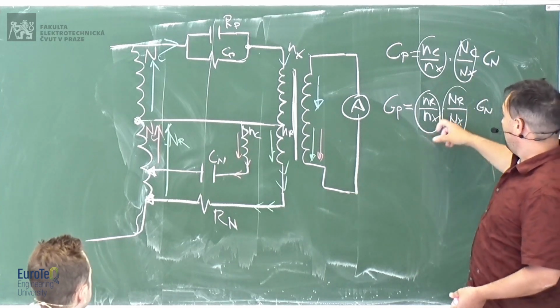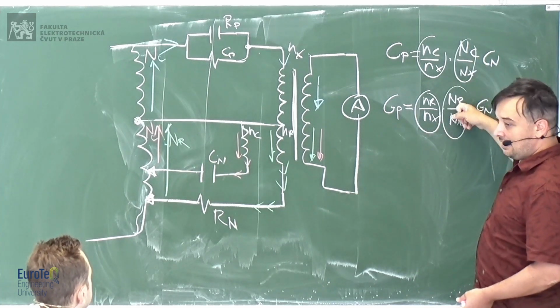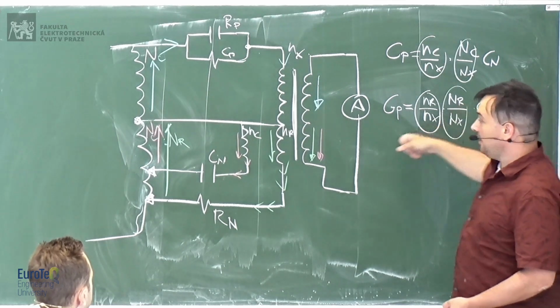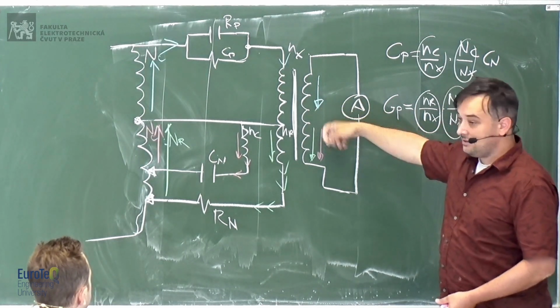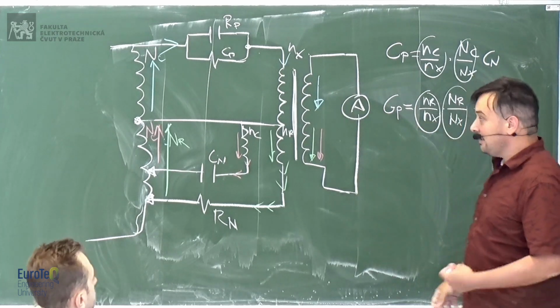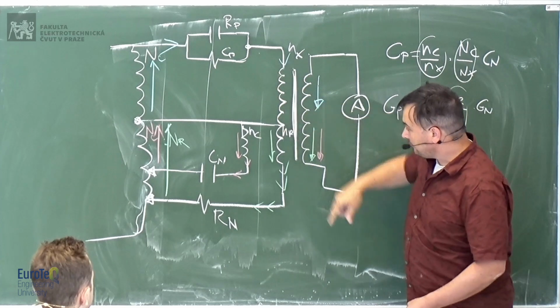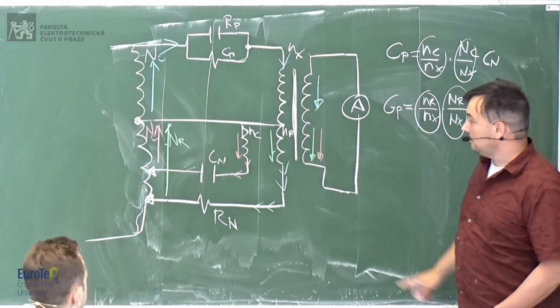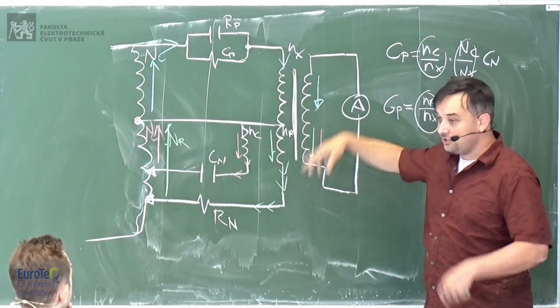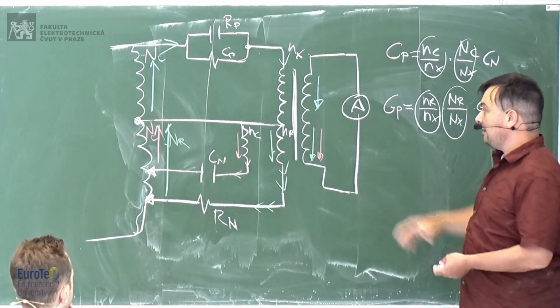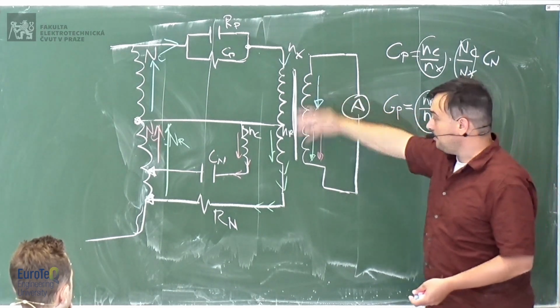So you change NC and NR to calculate until you get 0 current in the secondary. If there is 0 current in the secondary, it means that in this transformer you have the currents in this section, which cancel each other out, and therefore we know that the sum of the current is 0.